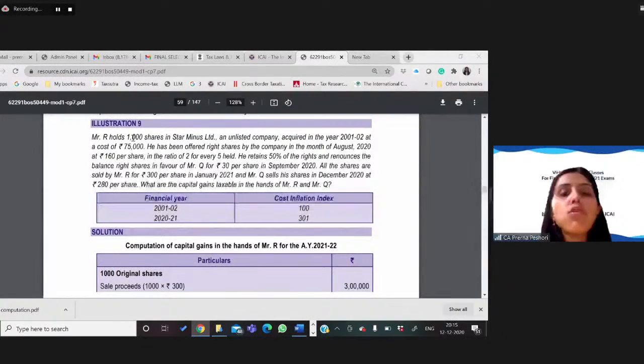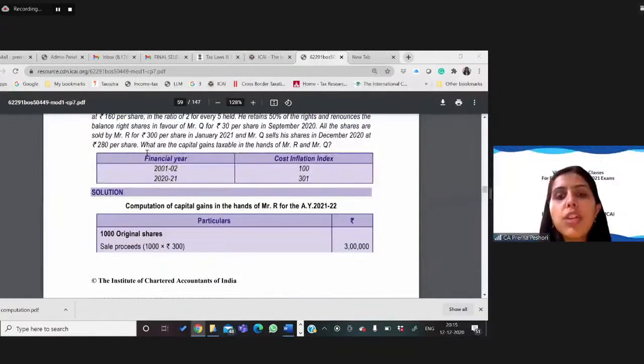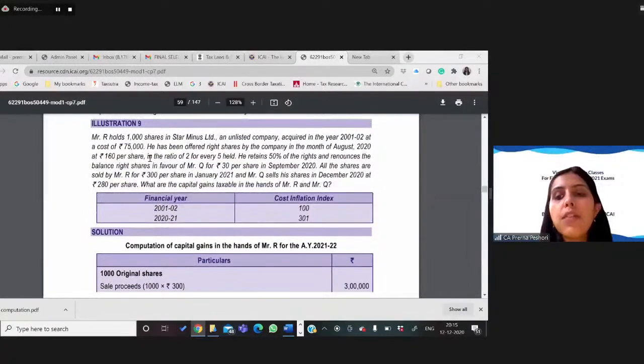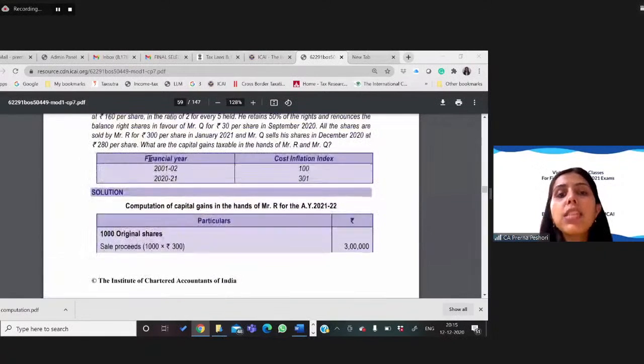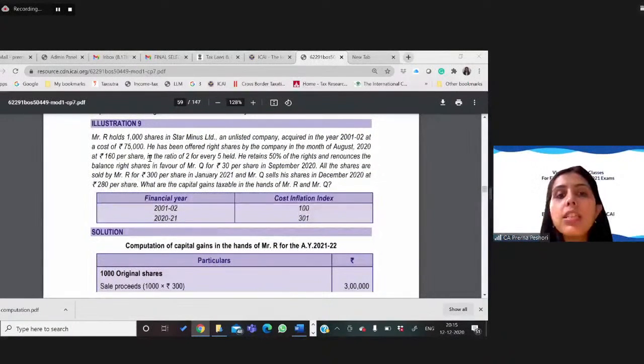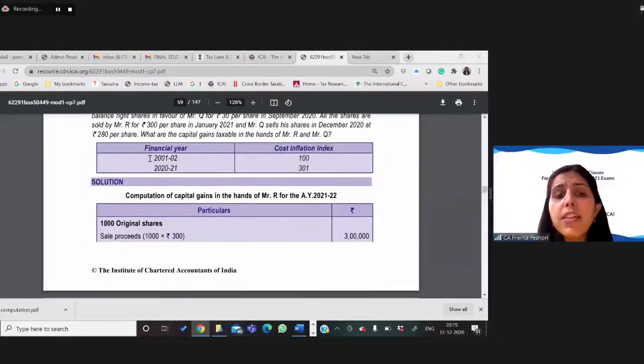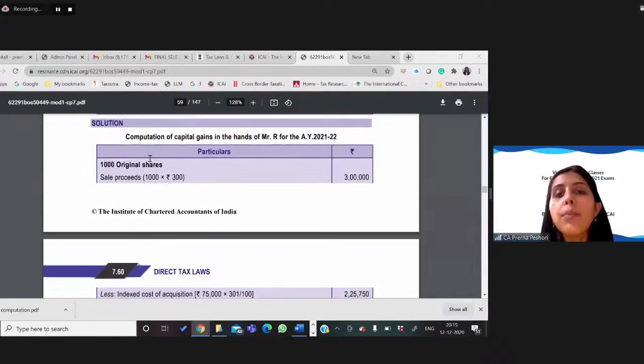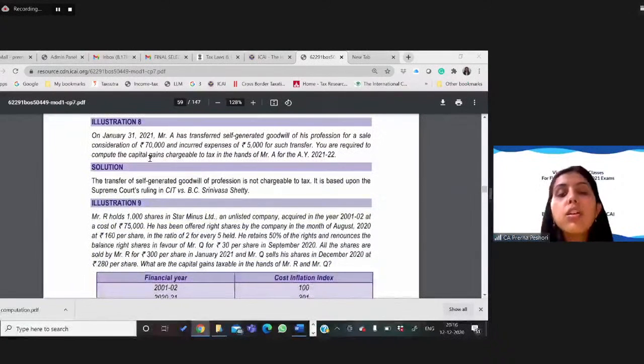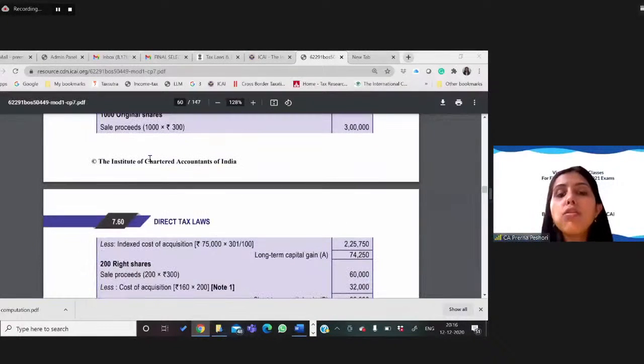So first 1,000 shares, it's very simple. 300 per share they are being sold and it was purchased for rupees 75,000. And for 75,000, what they have done is they are saying that this particular 75,000 will be multiplied by 301 divided by 100. Correct? So this will be the case of 2,25,750 and answer will be 74,250. Is it clear till now? So here you have to multiply 75,000 into 301 divided by 100.